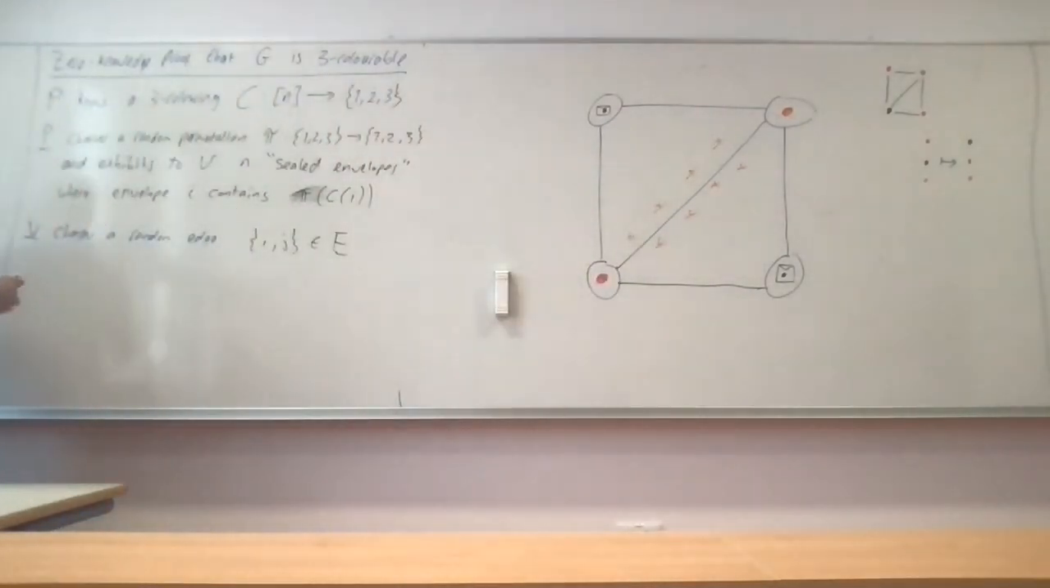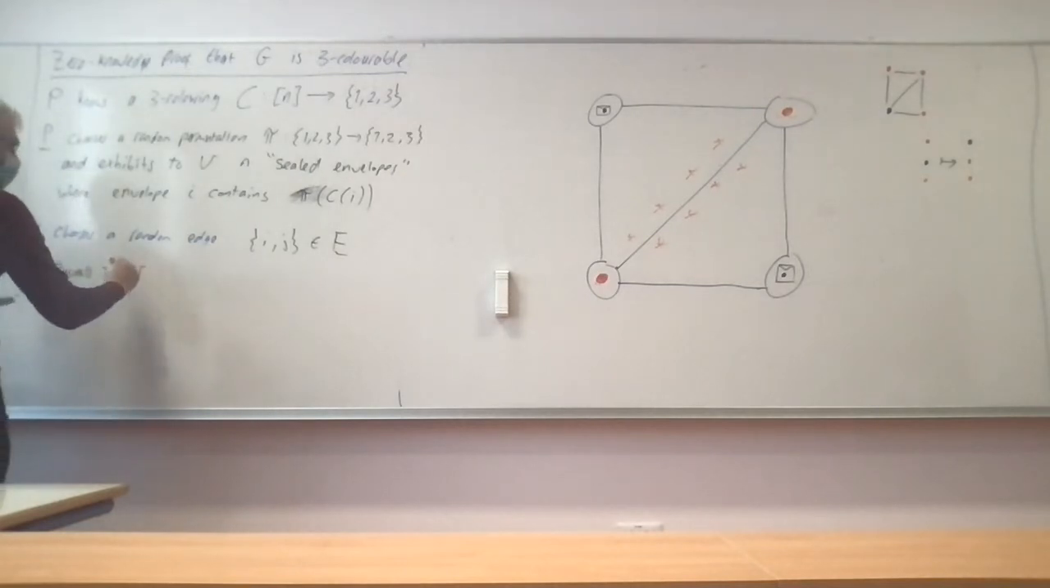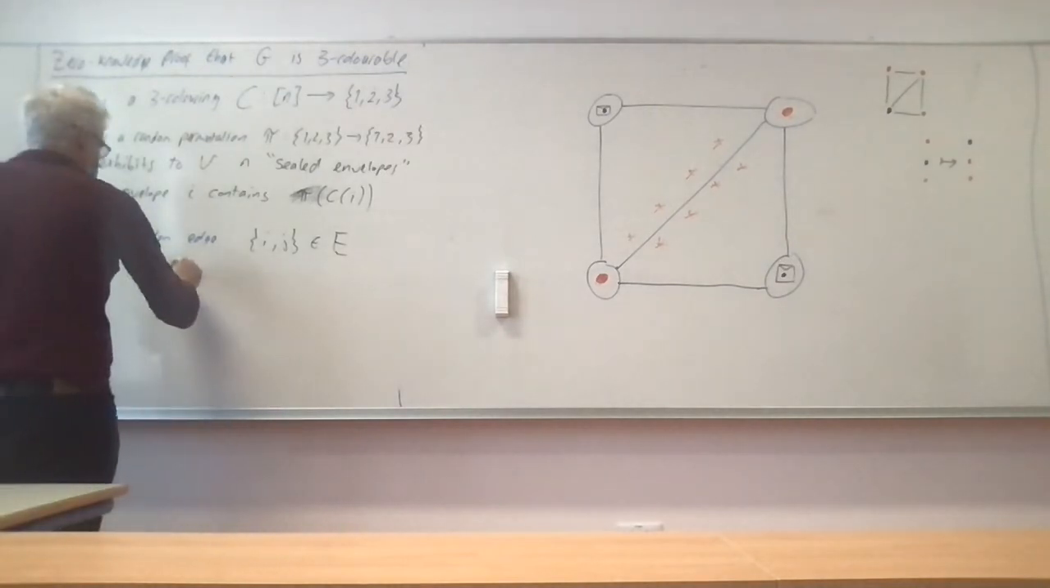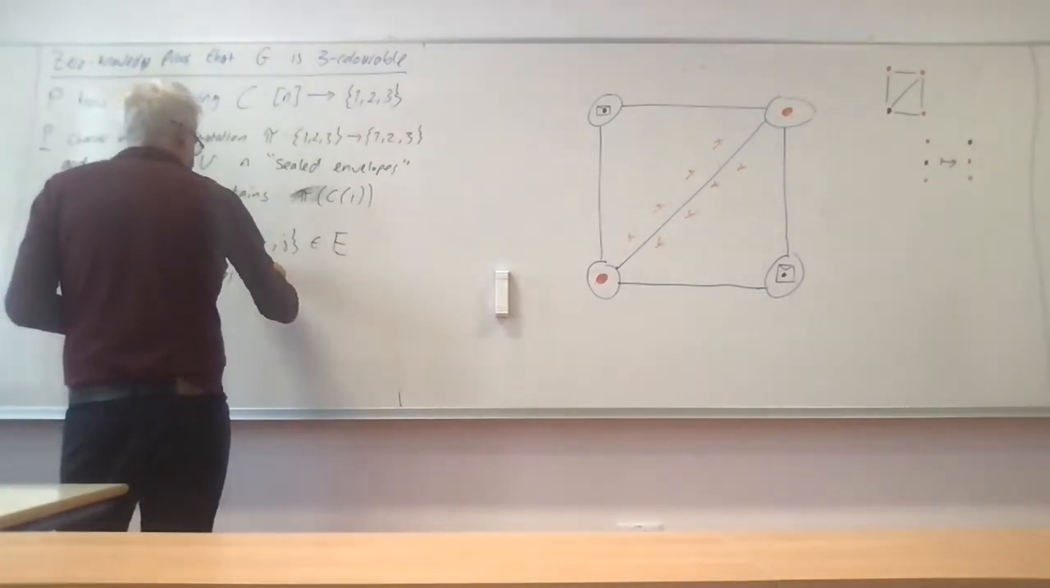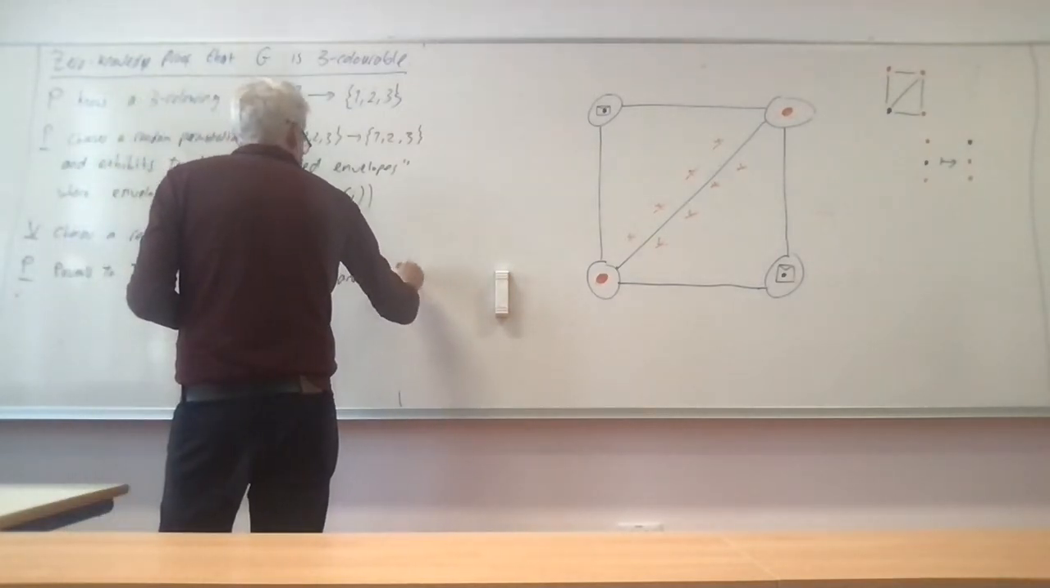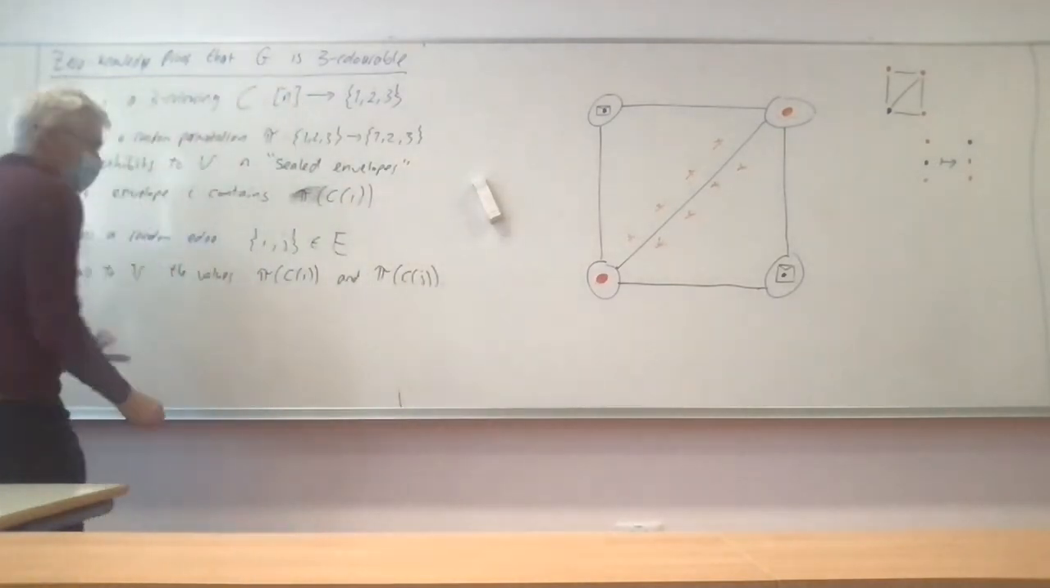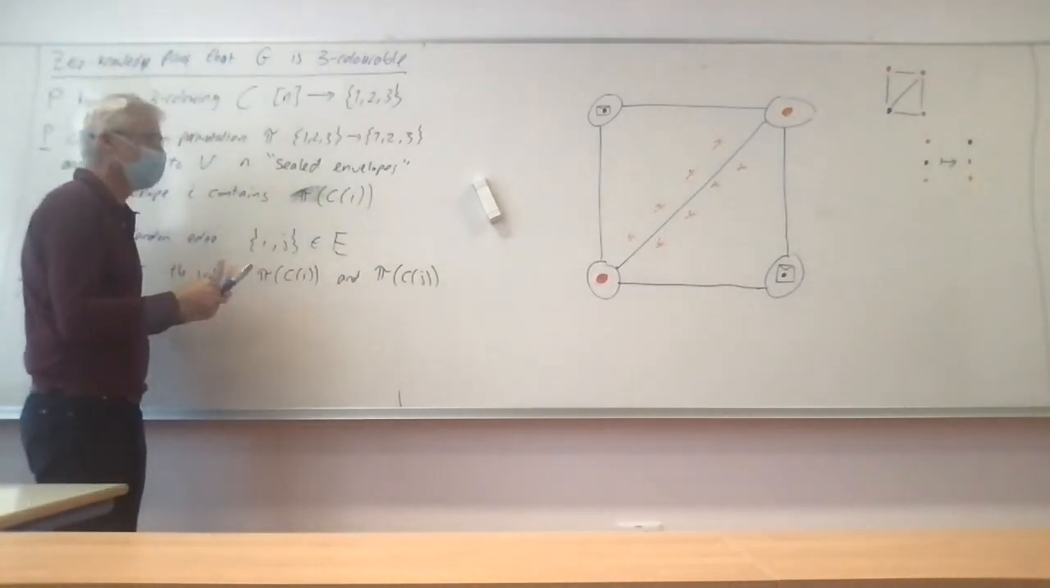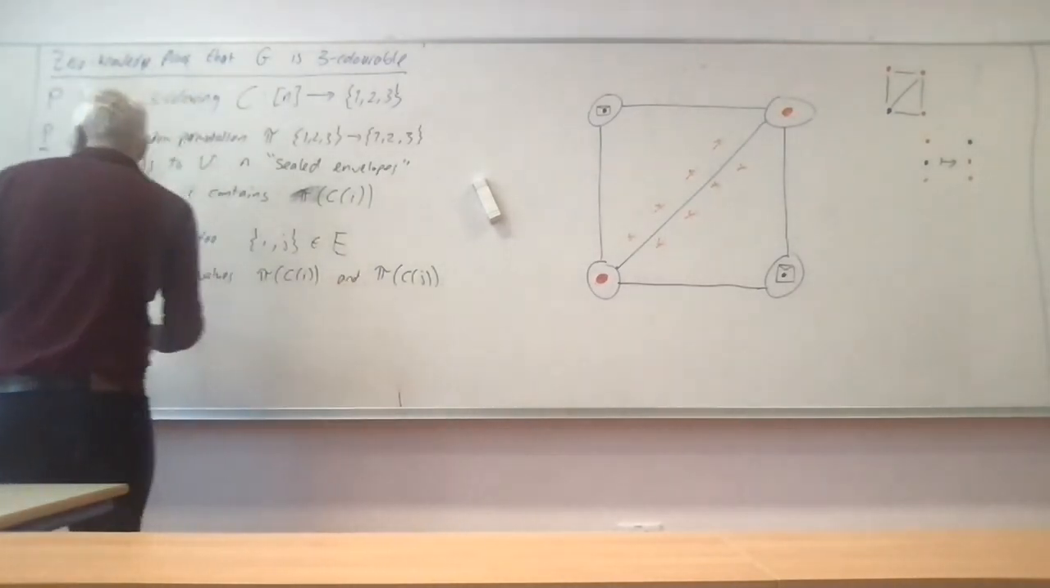So P reveals to V a pair that contains the values of the two envelopes. So that's the values, the permutation applied to C of I and the permutation applied to C of J. So this is the contents of the envelopes. I'm going to write that down.